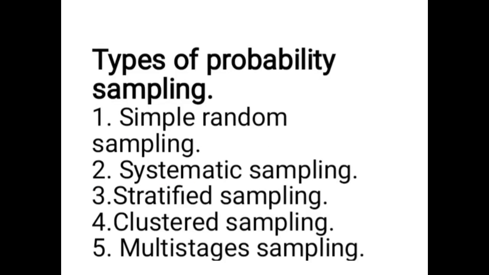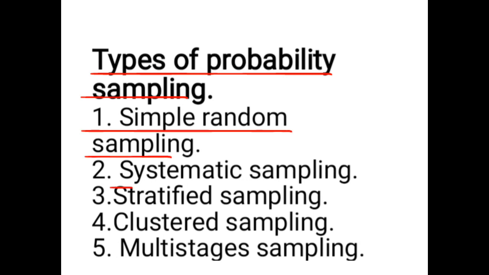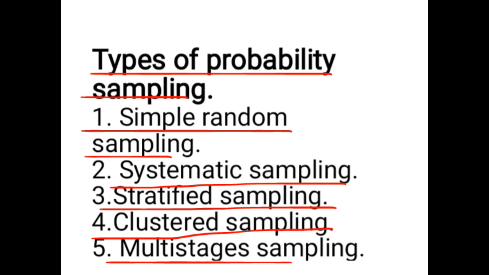Now, there are types of probability sampling, or types of random sampling. Under probability sampling, there are several types of sampling methods. These are simple random sampling, systematic sampling, stratified sampling, cluster sampling, and multi-stage sampling. Now we are going to discuss these types of random sampling one after another in detail.